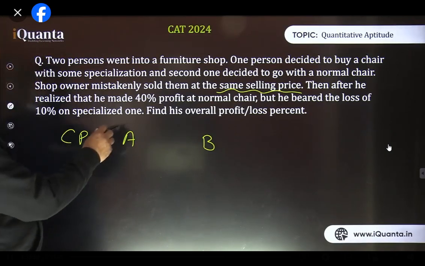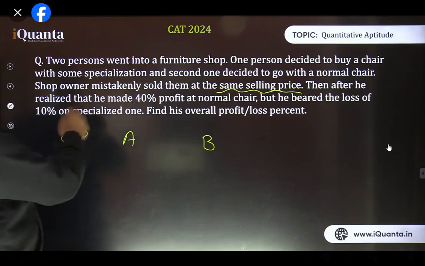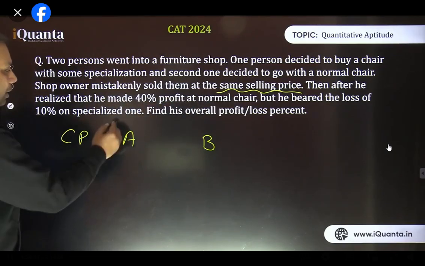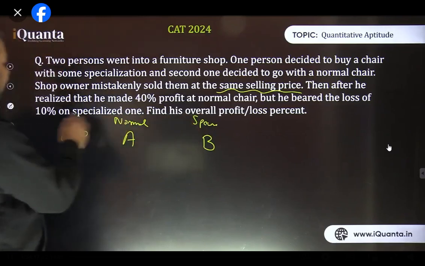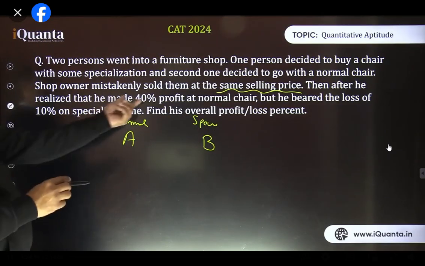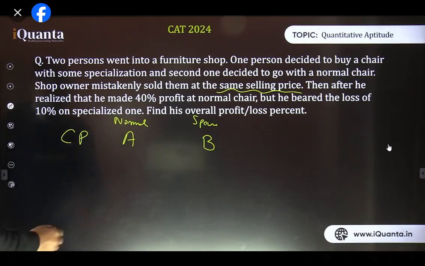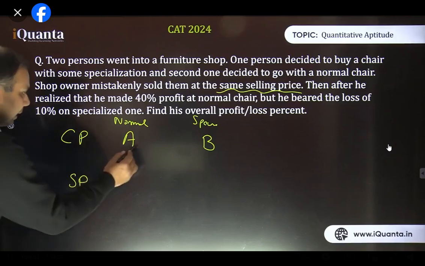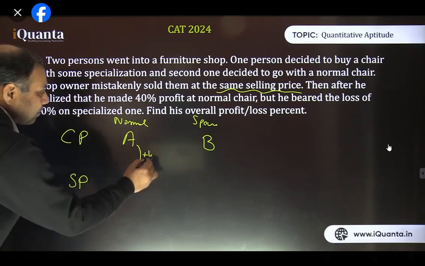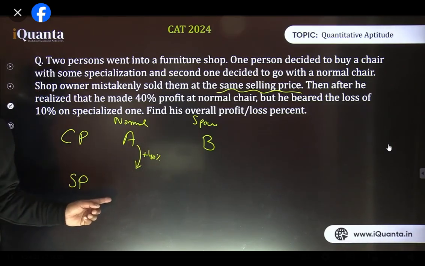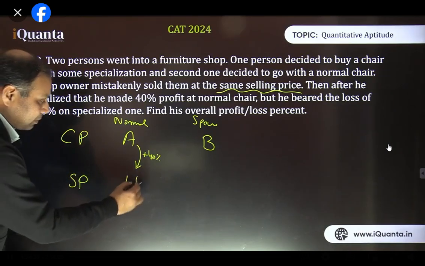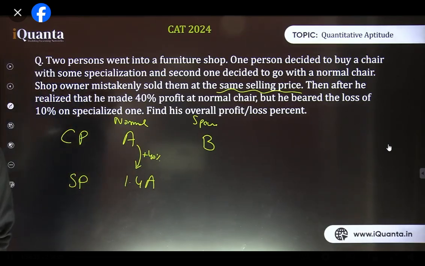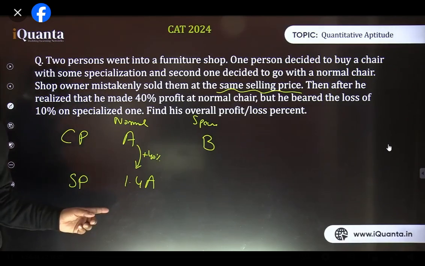So let's say A has a 40% profit, the normal chair. Let A be the normal chair, and this is the special chair. The special chair is bearing a loss of 10%, and on the normal chair he is making a profit. So he is getting a profit of 40%, right? So what will be the selling price here? It's going to be 1.4A, right? Is it fine? Is that clear? Yes, it's 1.4A, fine.